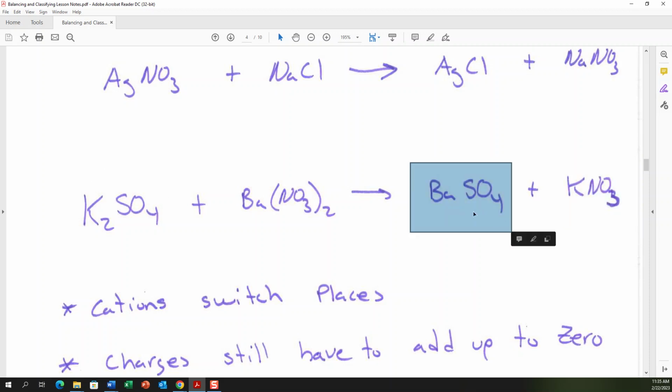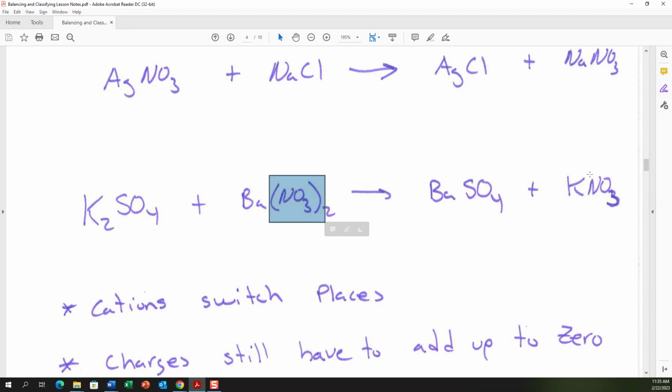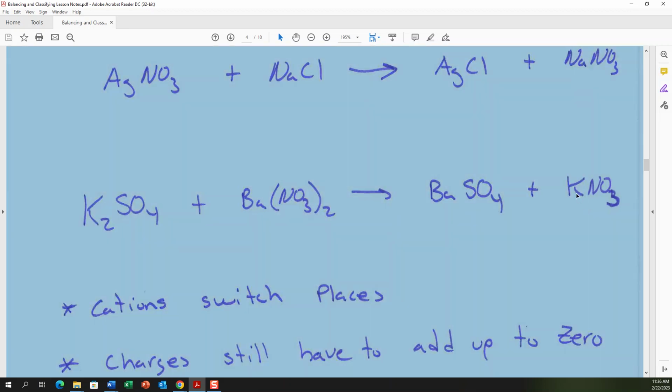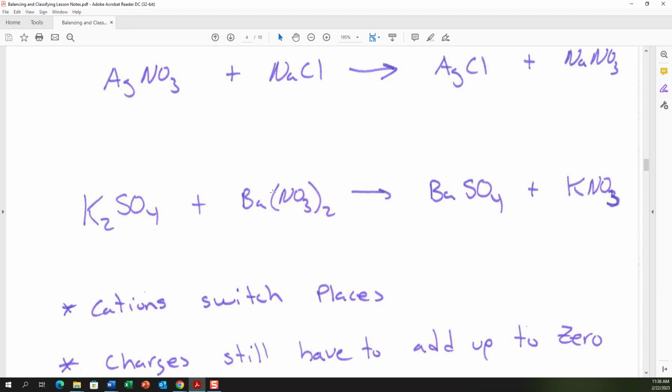And one thing I want you to notice here, and this is going to be important when it comes to balancing, but also when it comes to predicting the products later on in the unit, is that it's K2 over here, but the subscript for potassium over here is 1, right? For nitrate, the subscript is 2 over here, but the subscript for nitrate over here is 1. And the reason is that these are ionic compounds, right? They're based on the charges. Potassium is 1 plus and nitrate is 1 minus. So when potassium and nitrate pair up, it's going to be a 1-to-1 ratio. Barium is 2 plus, sulfate is 2 minus. So when they pair up, it's going to be a 1-to-1 ratio.